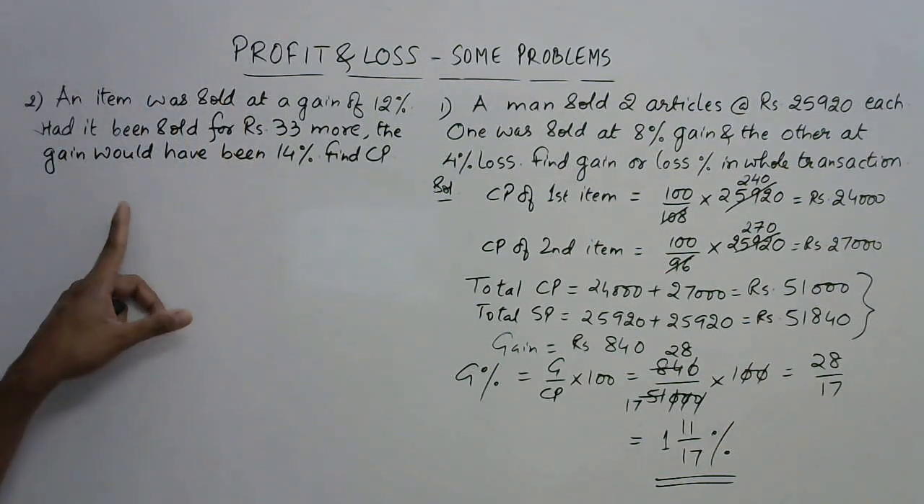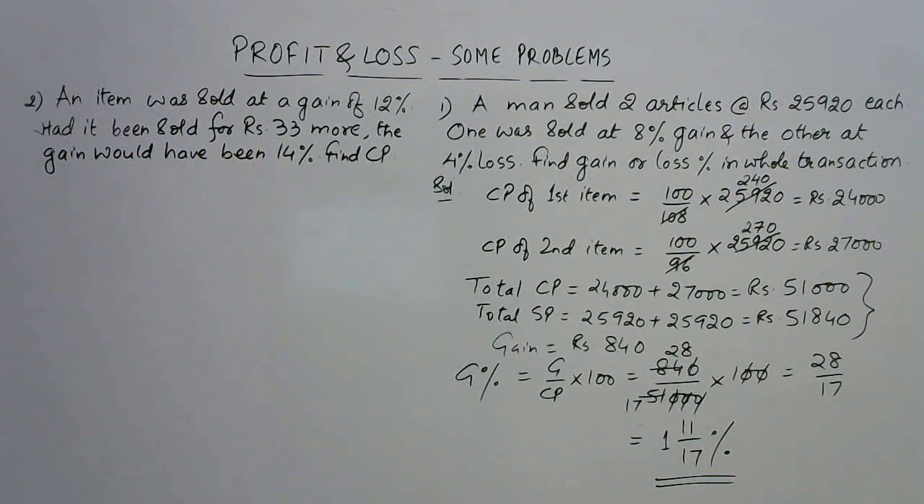Let's see the second question. An item was sold at a gain of 12%. Had it been sold for rupees 33 more, the gain would have been 14%. Now we need to find the cost price of the item.